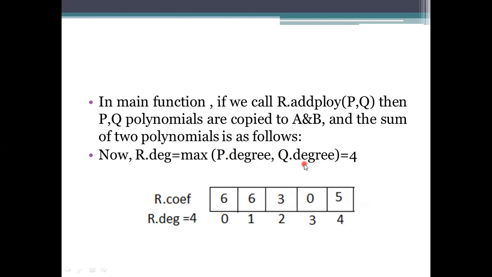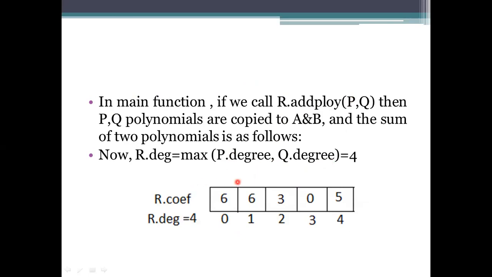Sometimes in the code we mention that it is having the highest degree. If it is not like that, what we need to do is simply take the maximum of them. So the resultant degree, R degree, will be the maximum of this one. The maximum value is 4 here.